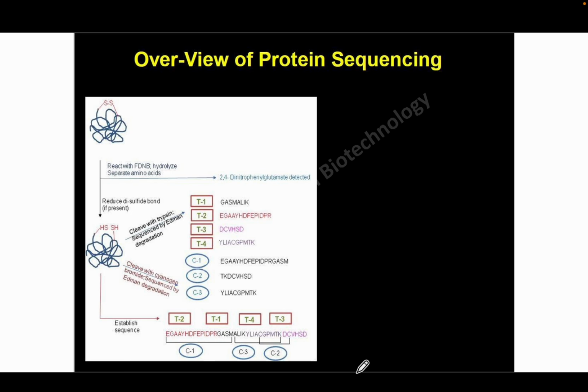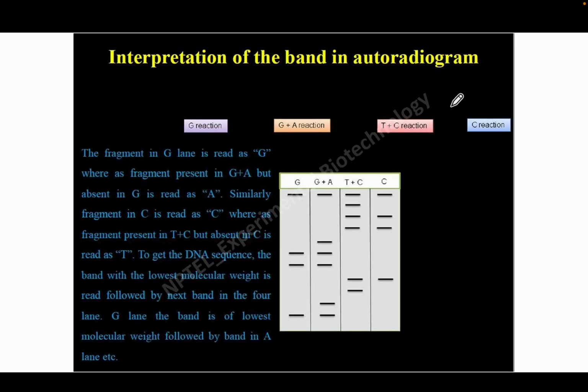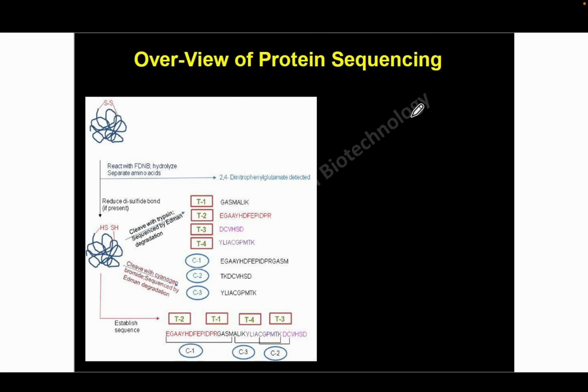Overview of protein sequencing. Okay, so this is how the Maxam-Gilbert method works. Now, overview of protein sequencing. So it's the protein. Now you are reacting the protein with FDNB and hydrolyzing it and separating amino acids. Reduce the disulfide bond, you are reducing the disulfide bond if it is present. Cleave with trypsin, sequence by Edman degradation. Cleave with cyanogen bromide, sequence by Edman degradation.